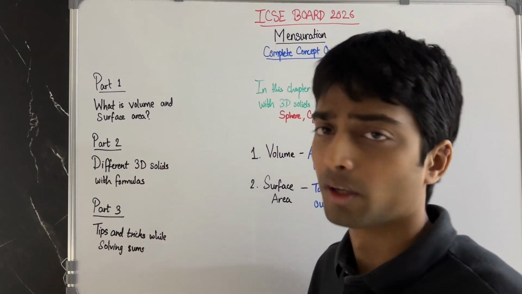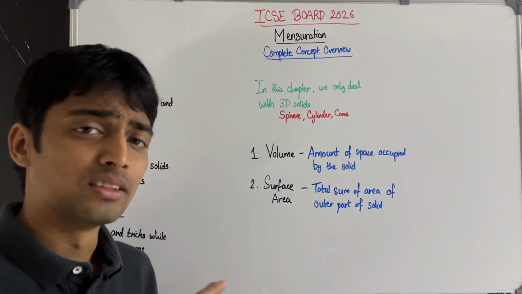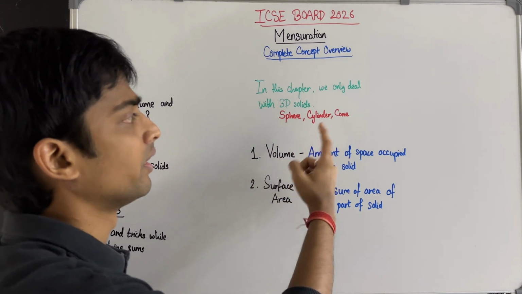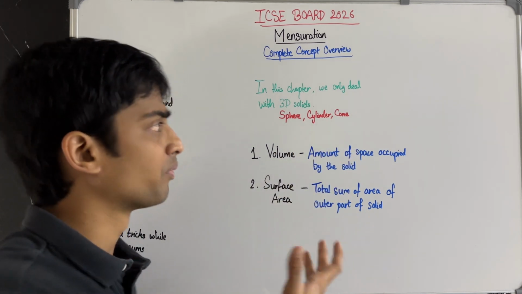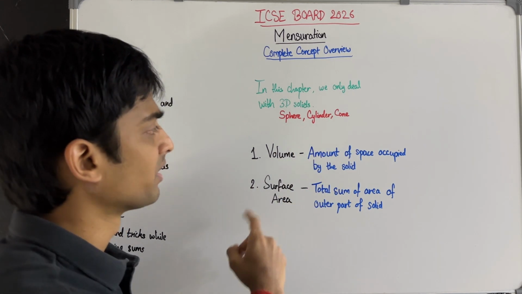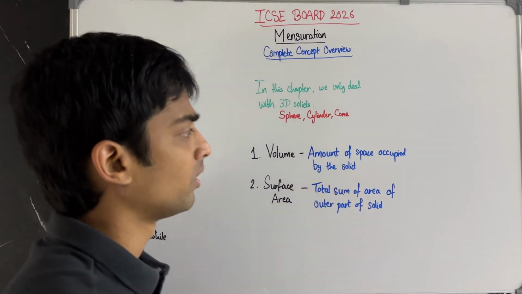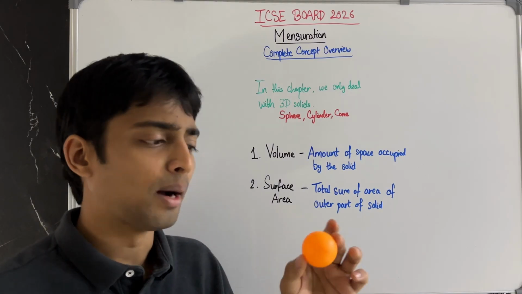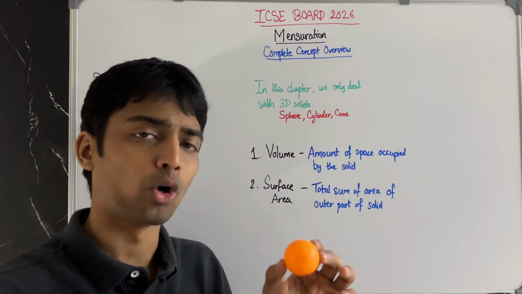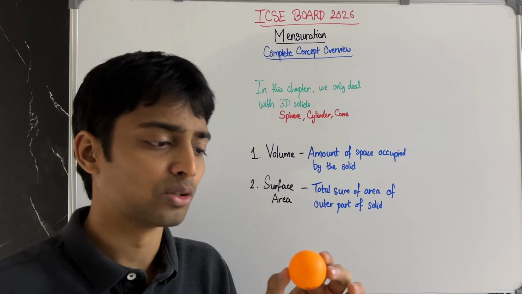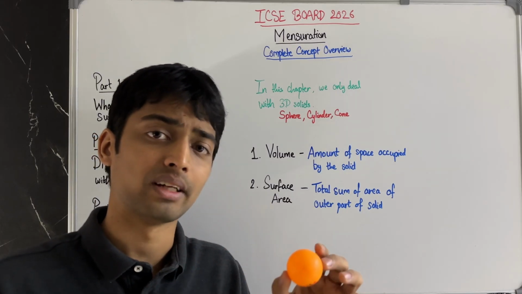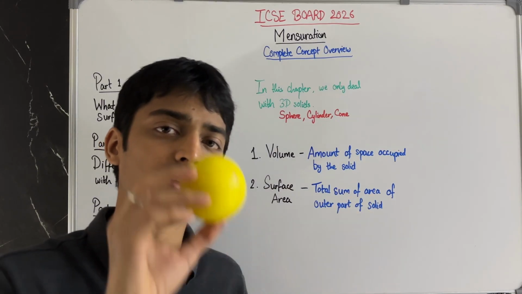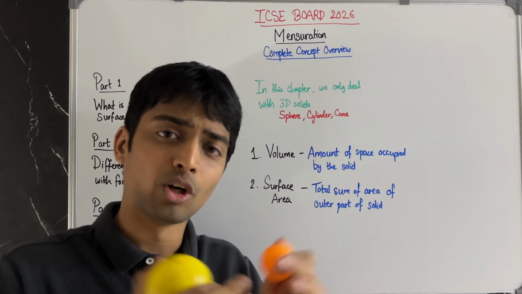What is volume and surface area? In this chapter, we only deal with 3D objects or 3D solids, mainly sphere, cylinder and cone. Now let's talk about the volume and surface area of these solids. What is volume? Amount of space occupied by the solid. Let's say we have this ball. This is a sphere. The 3D space which it occupies is called the volume. If the ball was bigger, it would occupy more space, hence more volume. So if this ball is bigger than this ball, this will have a bigger volume. So bigger the object, more the volume.